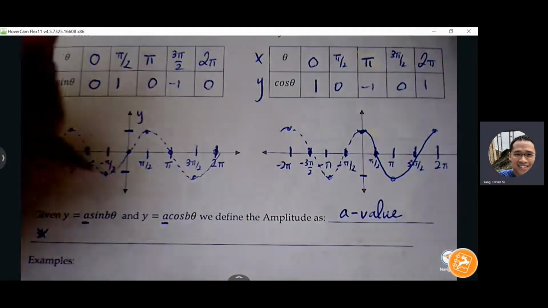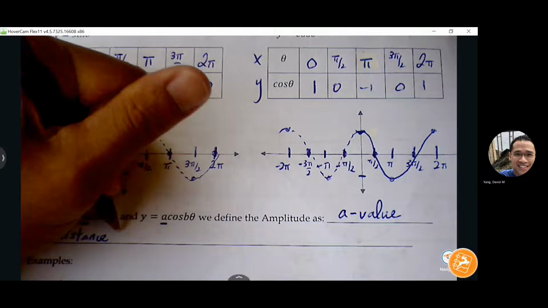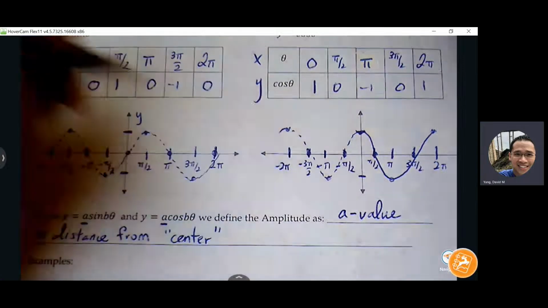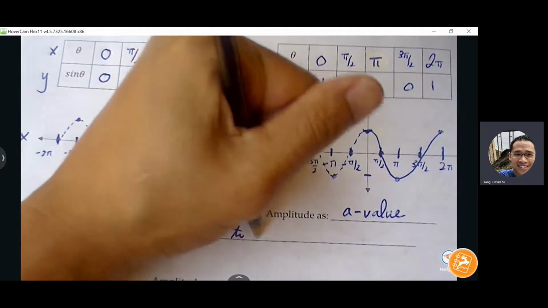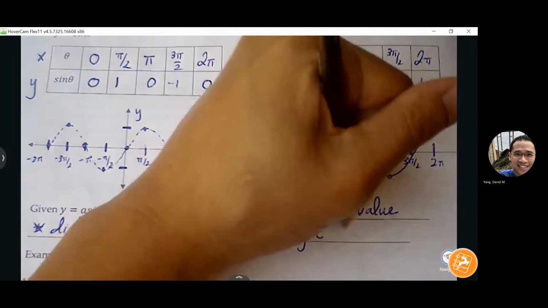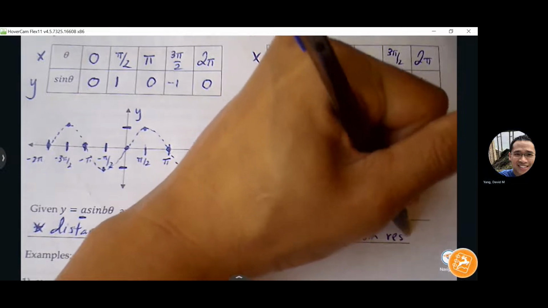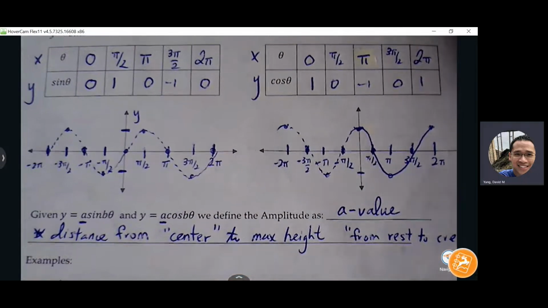So amplitude is going to tell us the distance from the center. And right now, I put that center in quotes because every graph is going to have a different center, but right now our center is 0 until we start shifting it, to the max height. So then you can think of it this way, from rest to crest. That's going to be your amplitude.